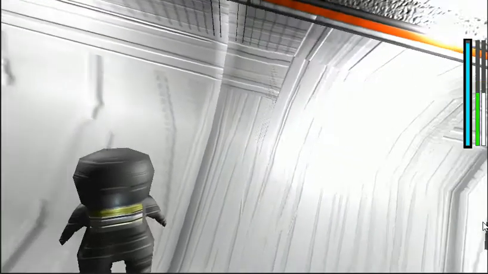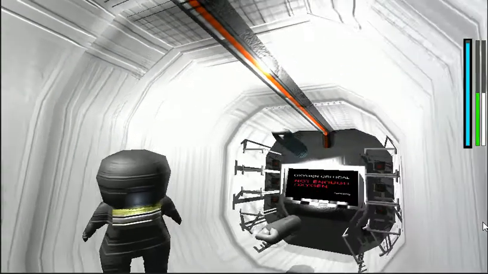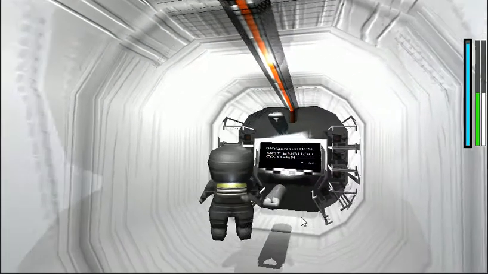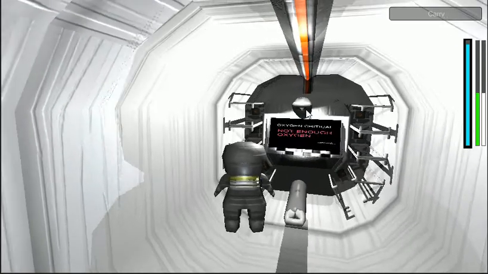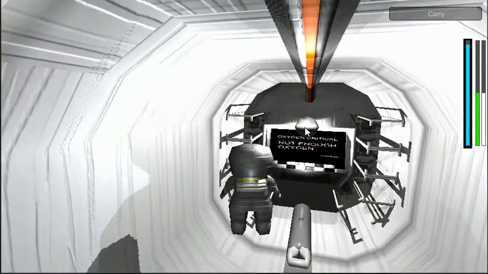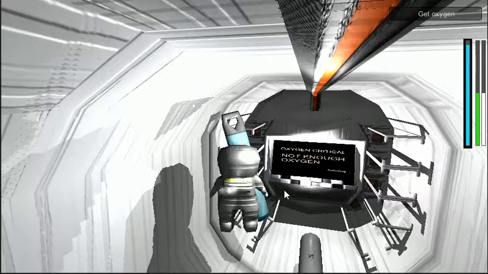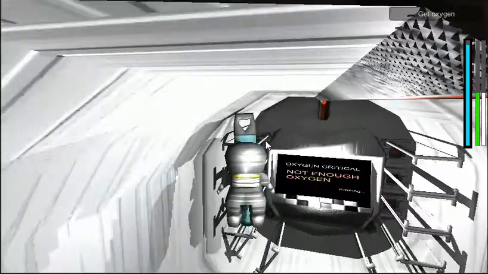there's really nothing in it except a life support module. So let's go ahead and see what we can do with this life support module. It says there's not enough oxygen, so let's go ahead and grab this oxygen tank here and put it in one of these canisters.